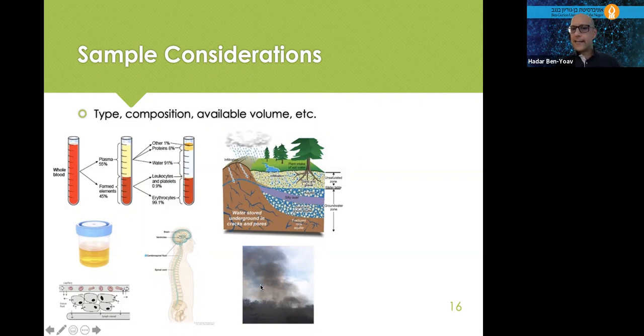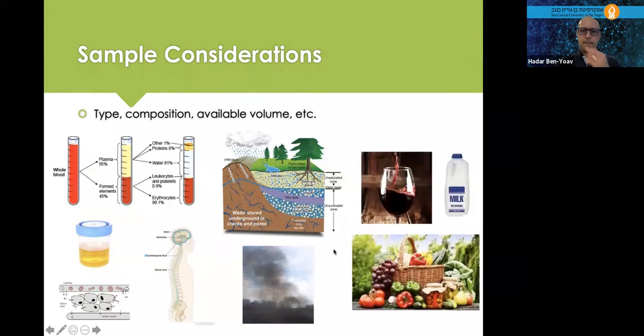But also in a gas phase. Maybe the molecules that we want to detect are in the gas phase, and we need to think about how we can transform these molecules from the gas phase into the liquid phase. And also in food. Okay, so we need to know first what is the sample. What do we need to do with the sample? What kind of type? What is the composition? What is the available volume?